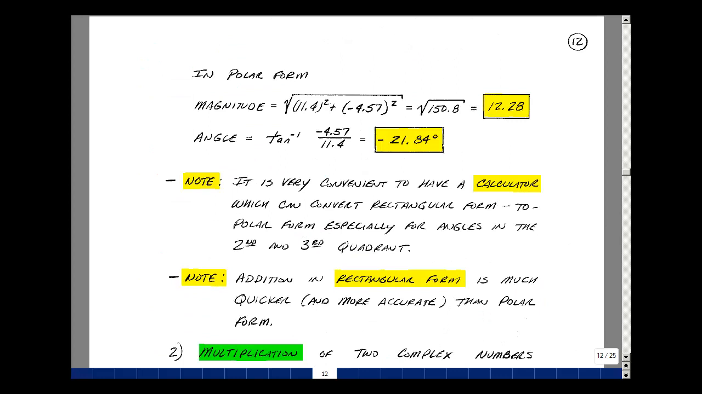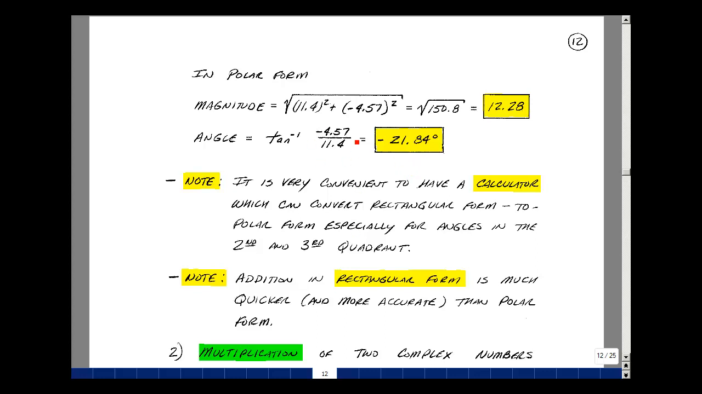Now to compare answers, let's convert this last answer to polar form. The magnitude is the square root of the sum of the squares of the real part squared, which is 11.4, and the imaginary term, not the j, but what multiplies the j, a minus 4.57. This turns out to be 12.28. Pretty close to what I measured with a ruler, but this is a little more accurate. The angle is the arctangent of the imaginary term over the real term, and that's equal to minus 21.84. For my protractor, I measured minus 21.8. Again, very close, but this is more accurate.